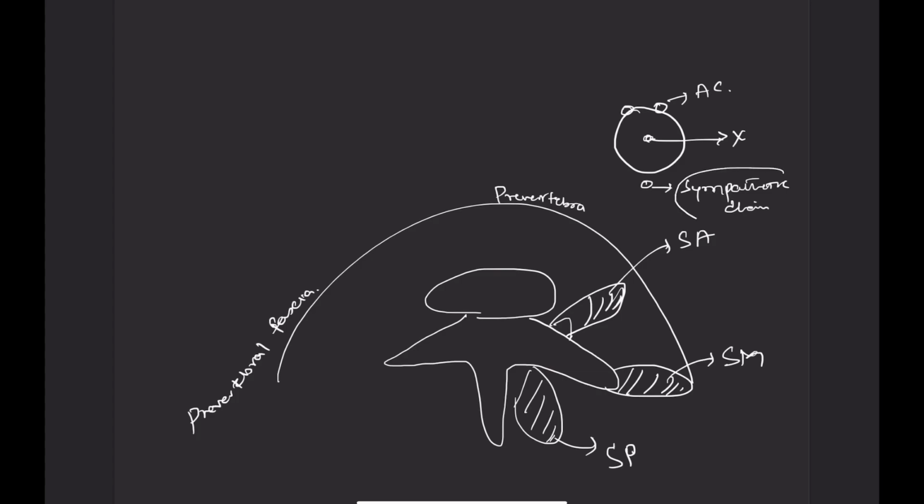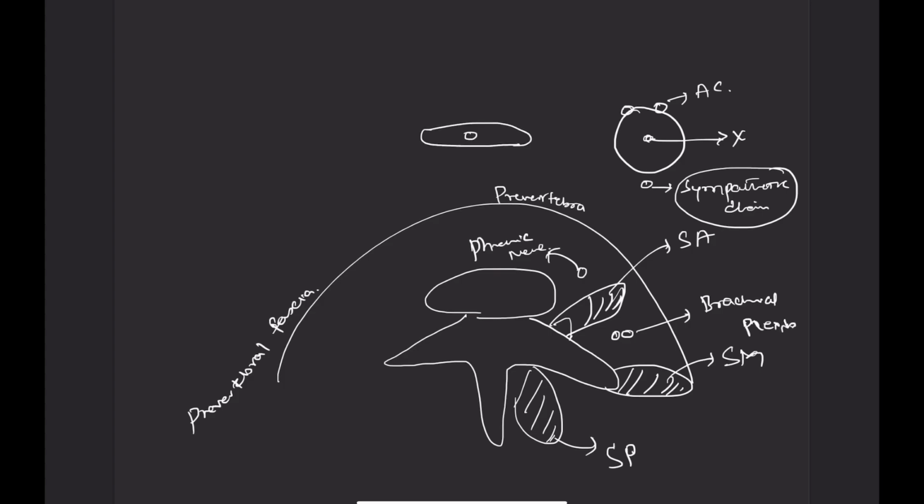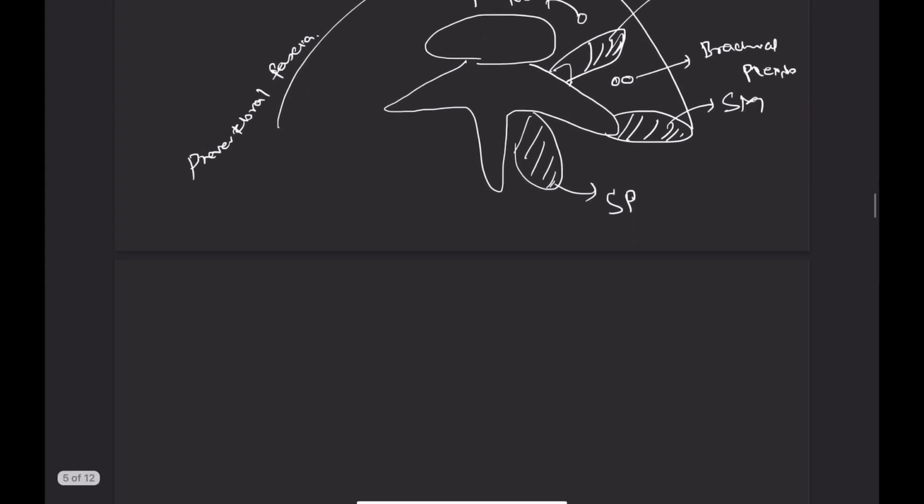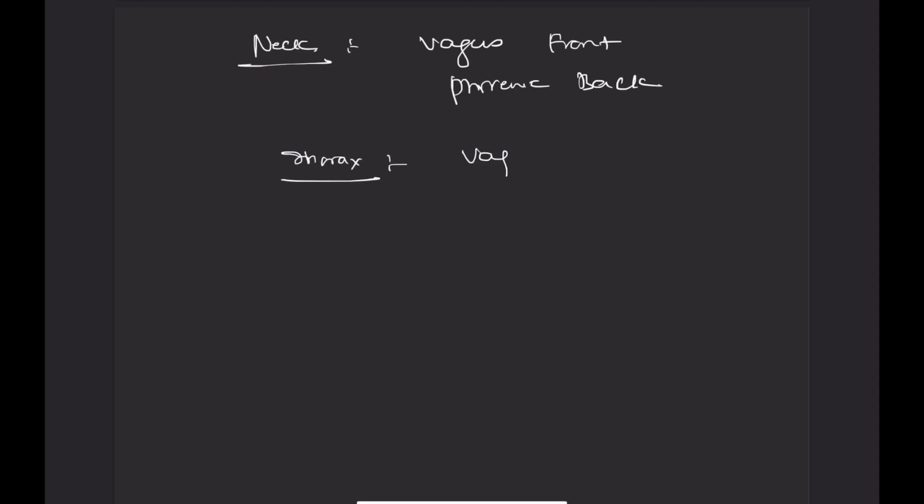Remember, the sympathetic chain is present in front of the prevertebral fascia, whereas the phrenic nerve is present behind the prevertebral fascia. This is the phrenic nerve. And here is the brachial plexus. Here is the esophagus, and in the front is the trachea. In the tracheoesophageal groove, there is a nerve called the recurrent laryngeal nerve. Now remember, in the neck the vagus is in front, whereas the phrenic nerve is at the back. In the thorax, the vagus is at the back, and the phrenic nerve comes in front.